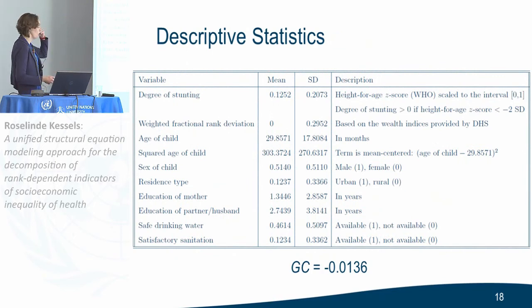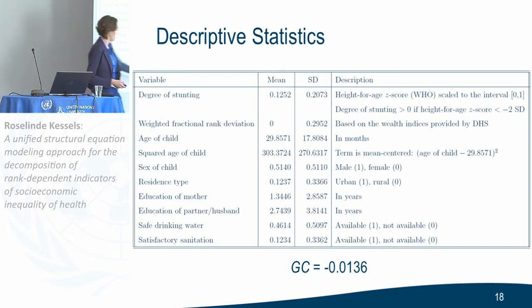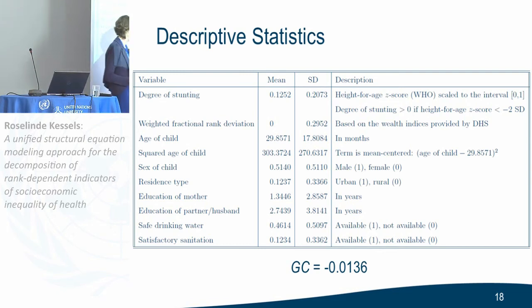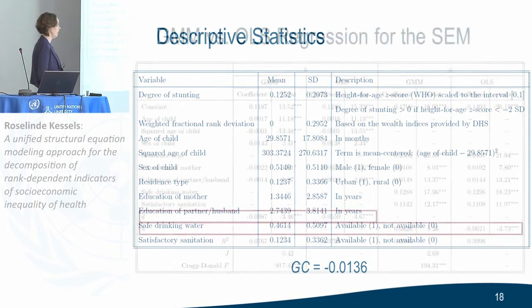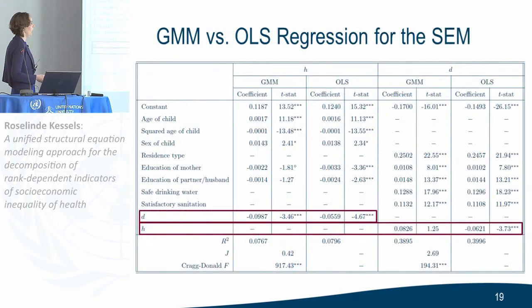Okay, here are some descriptive statistics still. We used the weighted fractional rank deviation variable based on the wealth indices provided by our data set. And then the question was, what are the explanatory variables explaining the health variable? Okay, this is our set of explanatory variables.